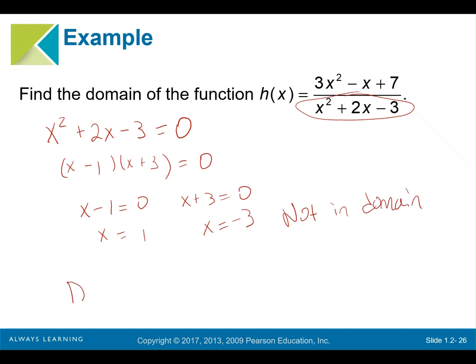So to write down my domain, I'll write it as negative infinity to negative 3, union, essentially we're skipping over negative 3, to 1, union 1 to infinity. So anytime I'm trying to skip a particular number, I use parentheses and we just skip over that number, and it looks just like that.